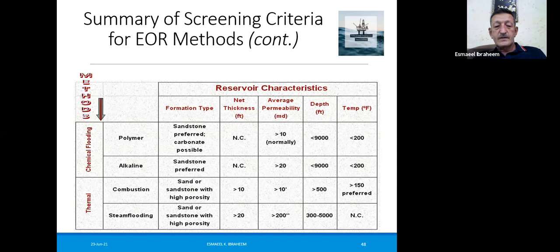Also here we have chemical flooding, polymer alkaline: sandstone type of formation preferred, carbonate possible, net thickness not compatible, average permeability greater than 10 millidarcy, depth less than 9,000 feet, and temperature less than 200 degrees. So on for the thermal operation also.